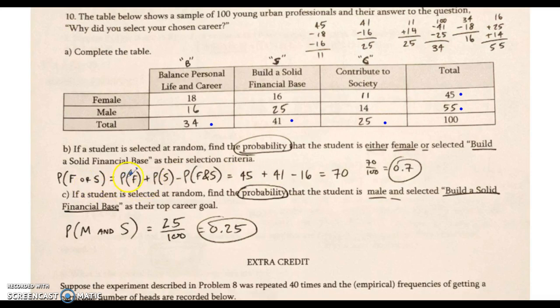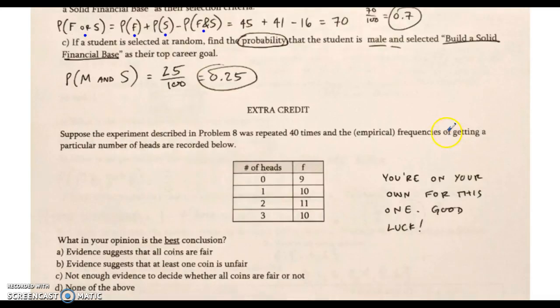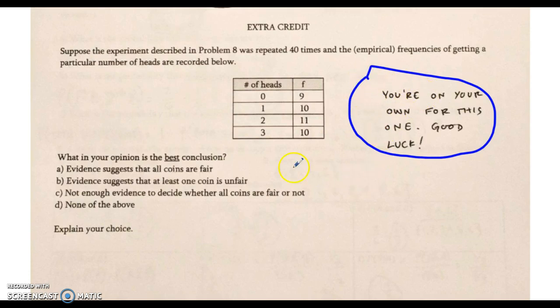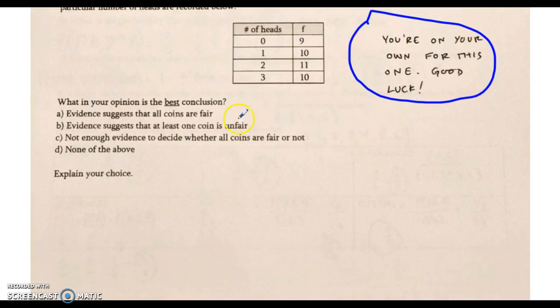In order to find these probabilities, it's very similar to the previous problem that we did. You can figure out these probabilities by using the formula: or is the first one plus the second one minus the overlap. And also, and is going to be calculated by simply looking at the table. For the extra credit, as I wrote here, you're on your own for this one. Good luck. Keep in mind that I'm not going to ask you to do this type of problem for the test.